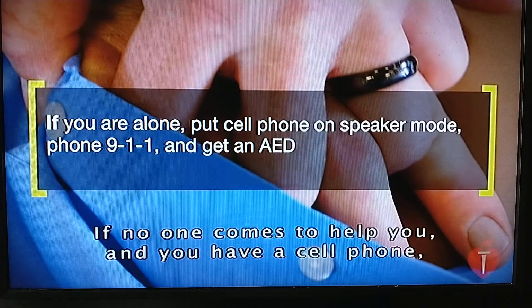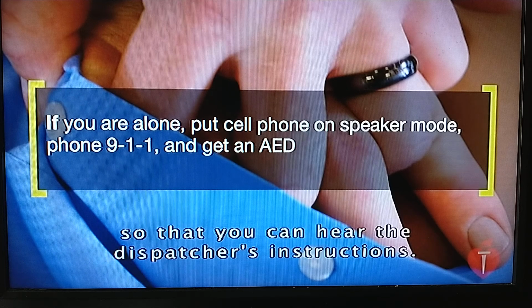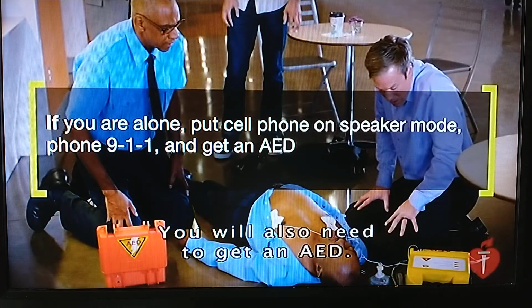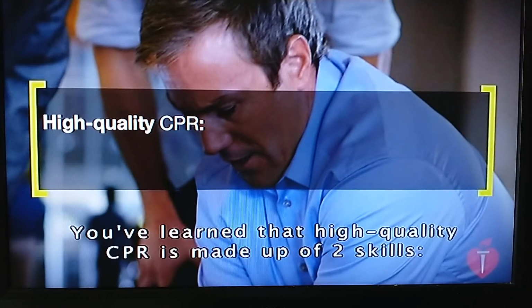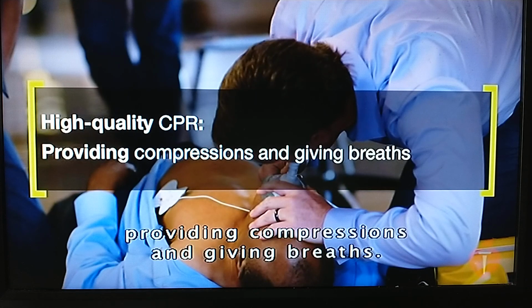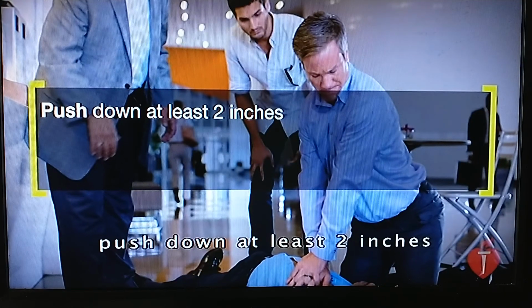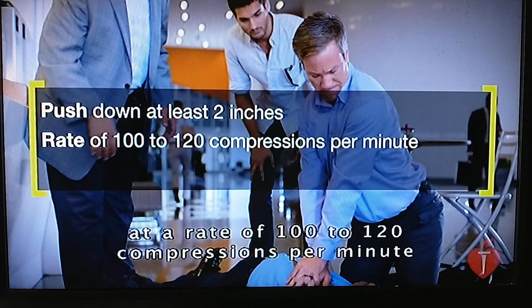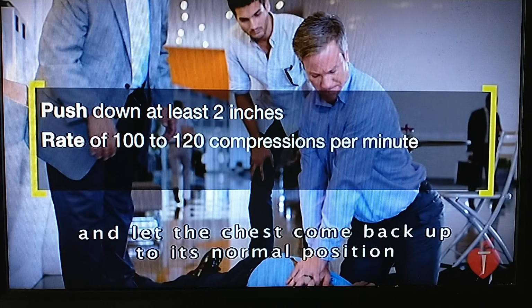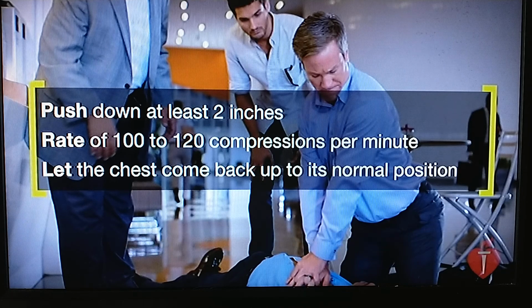If no one comes to help you and you have a cell phone, phone 911 and put it on speaker mode so that you can hear the dispatcher's instructions. You will also need to get an AED. You've learned that high-quality CPR is made up of 2 skills, providing compressions and giving breaths. To provide effective compressions, push down at least 2 inches at a rate of 100 to 120 compressions per minute and let the chest come back up to its normal position after each compression.